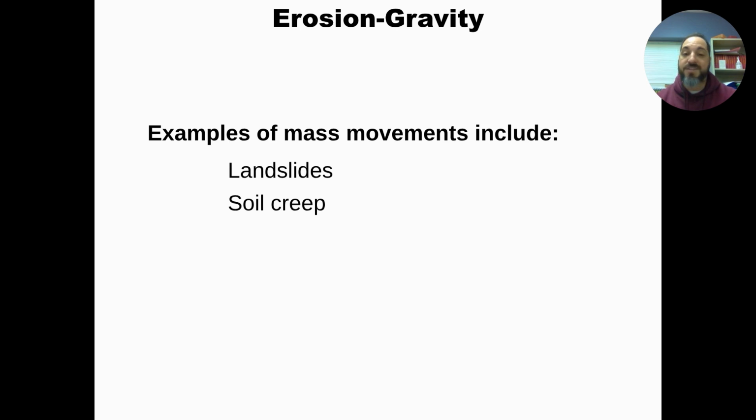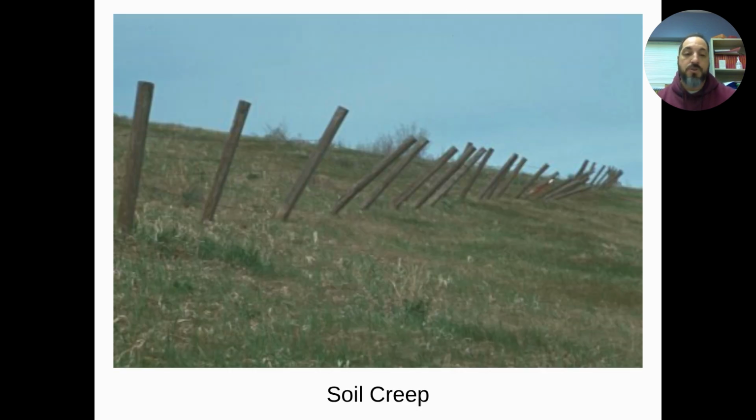Another one we have is soil creep. So soil creep is usually just involving soil, and as it slowly slides down the hill, it can change things on the landscape. So landslides are really dramatic, right? They happen fast. Soil creep is something that's going to happen over a long period of time, and it's just going to slowly move down the hill.